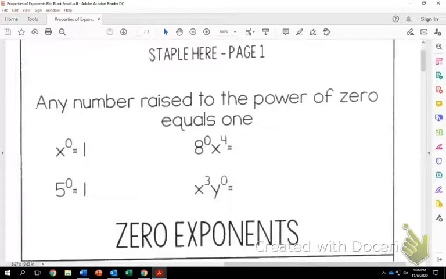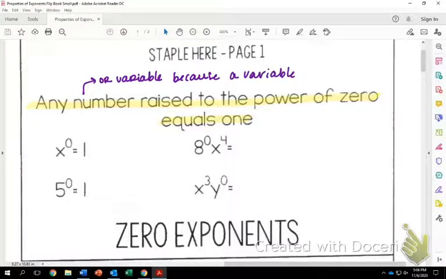So on the first page, it talks about 0 exponents, and there's a little bit of notes that I want you to just copy down or maybe add a little note to it. But at the very top, it says any number raised to the power of 0 equals 1. And really, it's any number or variable, because a variable is a number, or represents a number. And so we have 2 examples over to the left-hand side, which I'm going to highlight.